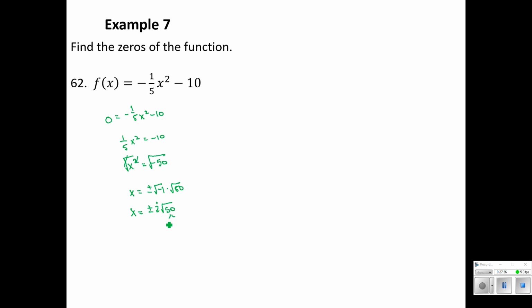And if we break down that 50, we get 25 and 2, 5 and 5. We've got a group, we've got a lone 2. So x equals plus or minus 5i root 2. We simplify that all the way.